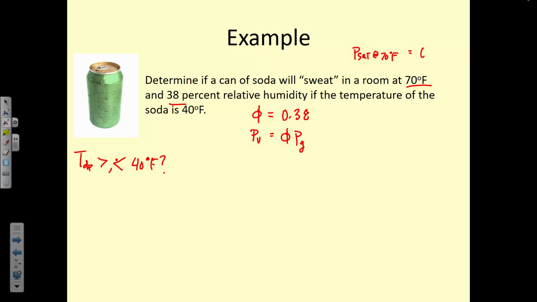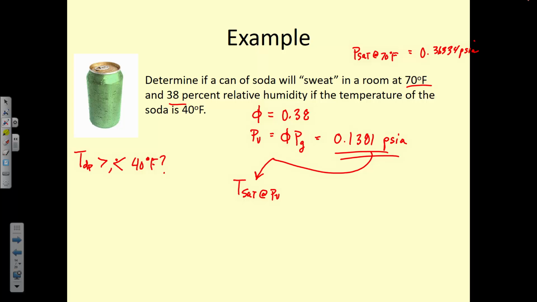.3633 psi, right? 0.3634 psia. Okay, so that tells us our P sub G, and then we multiply it by the relative humidity to figure out the vapor pressure of our water, which is 0.1381 psia. Then we take that value and we go back to the table and we try to find the saturation temperature at P sub V, or this pressure that we've calculated, which is equal to 0.1381 psia.